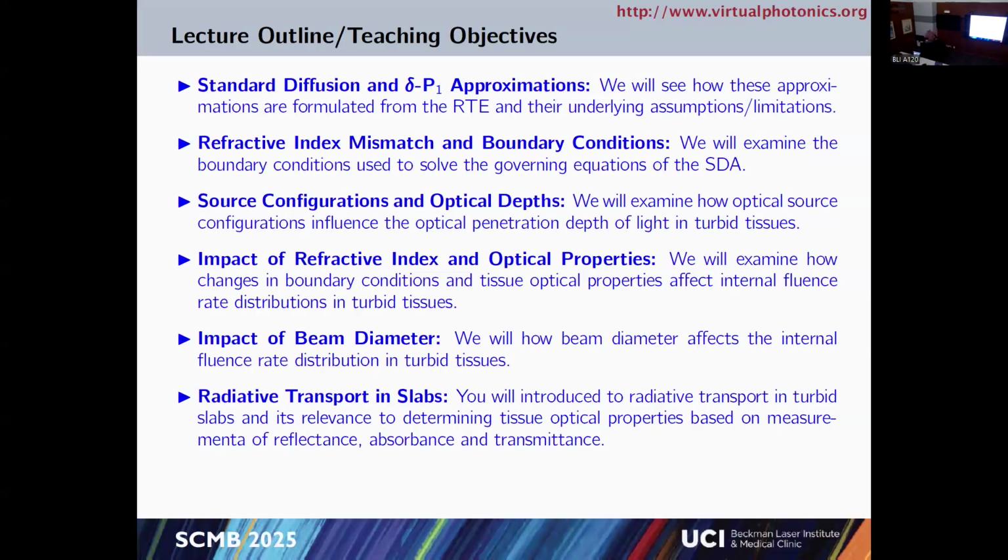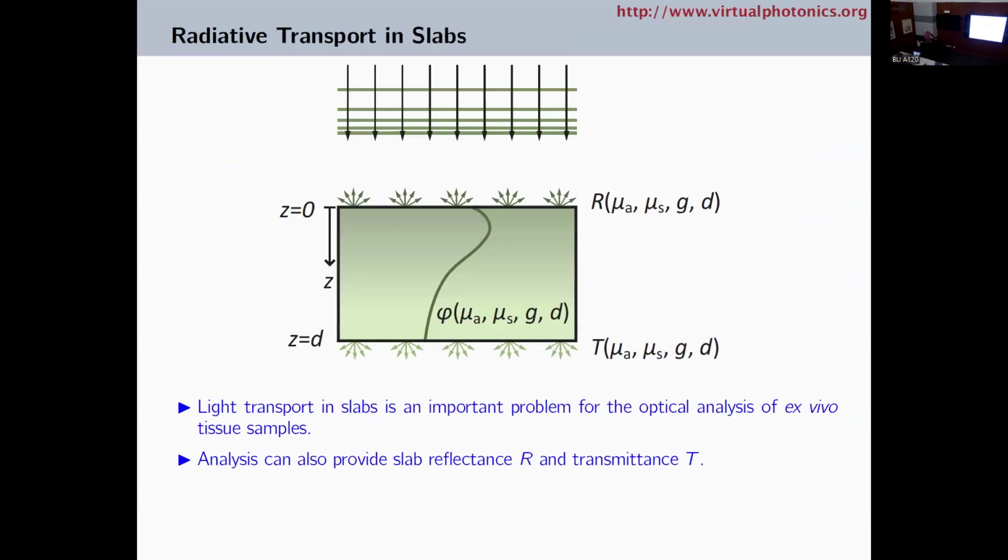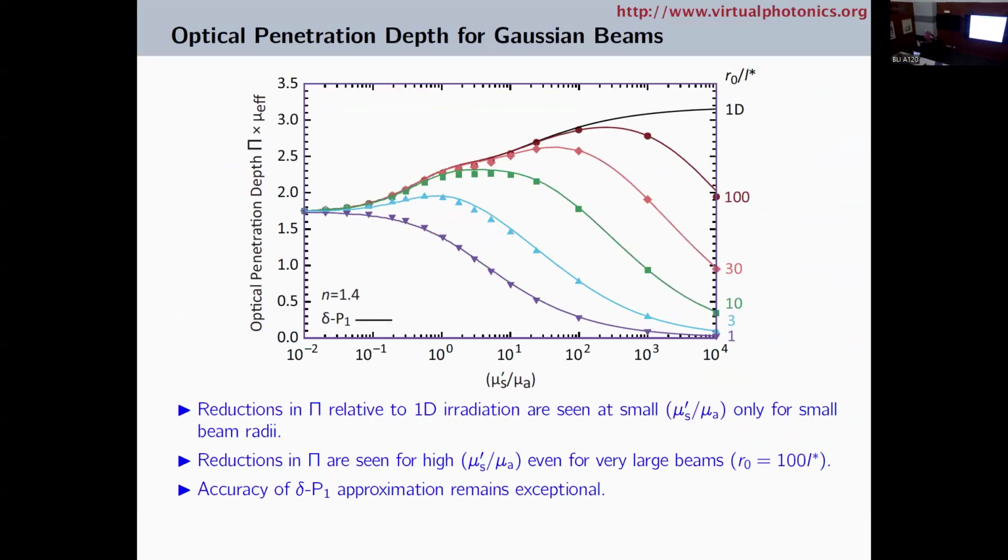Sure. No problem. I forgot to number the slides this time. So here again, we drank the dimensionless Kool-Aid a little too much. This is the radius of the beam in units of L star. Okay, thank you. No problem.